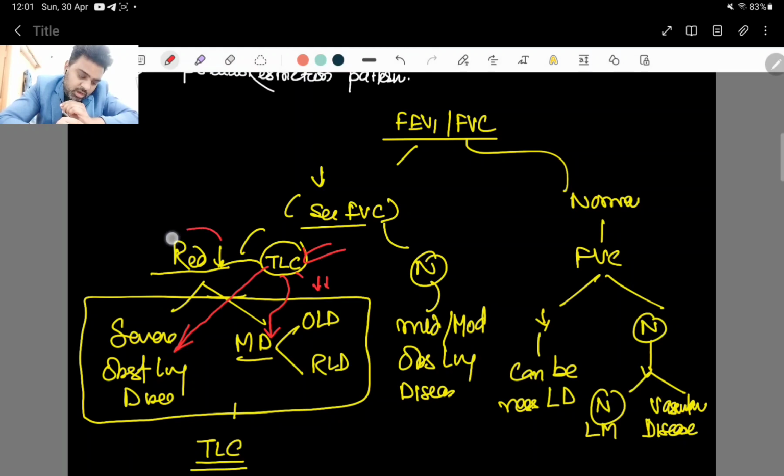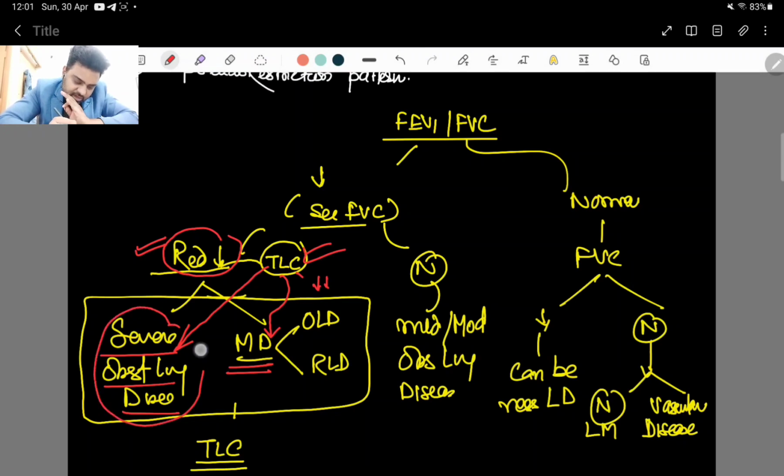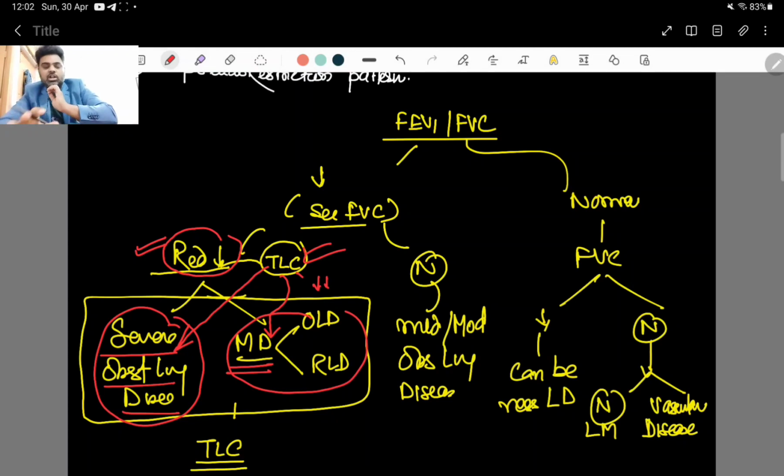So once you have a diagnosis of reduced FVC, and you are in a fix whether it is a severe obstructive lung disease or a mixed disorder, just see TLC. If TLC is increased, it is a severe obstructive lung disease, and if TLC is decreased, it is a mixed disease. So now our algorithm has further increased. So if we know this, we can solve this question. Initially I haven't incorporated TLC because I wanted to let you go step by step in the PFT.